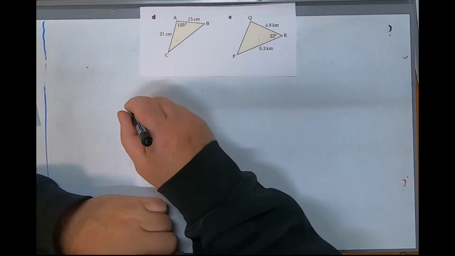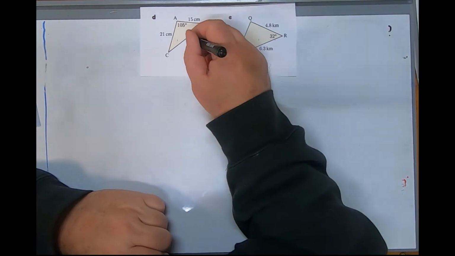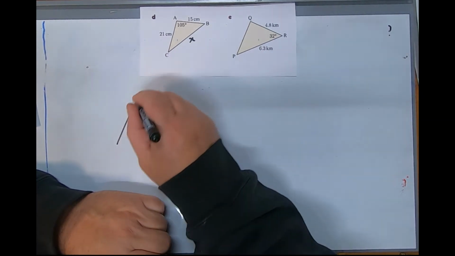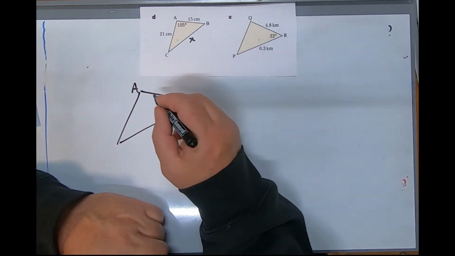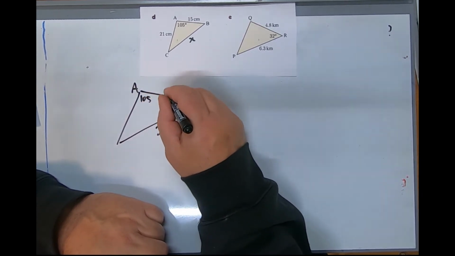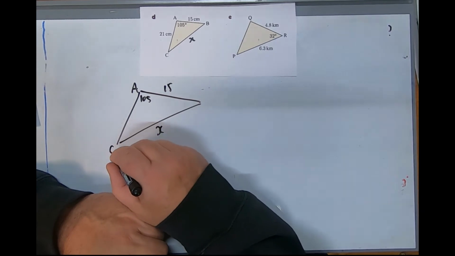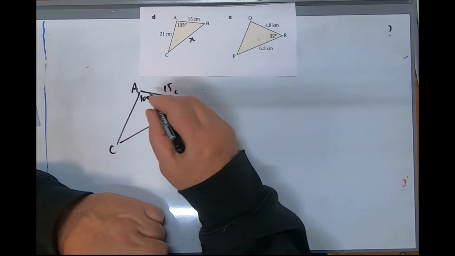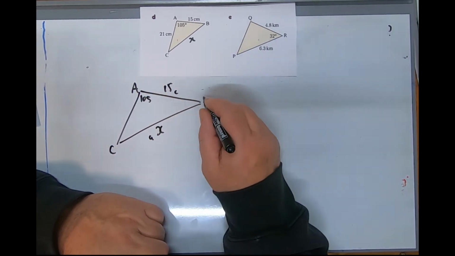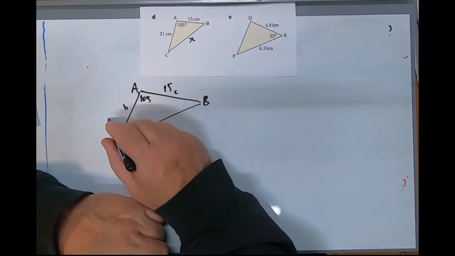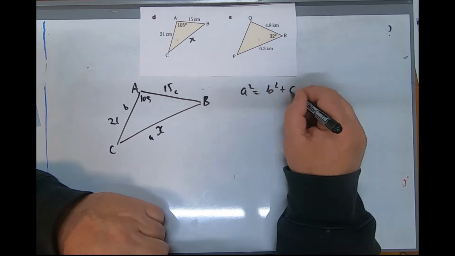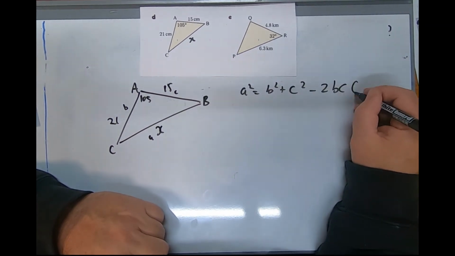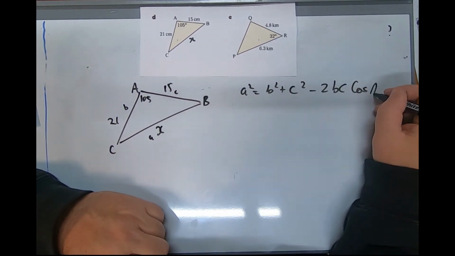Okay. Looking at this, the question said, find the remaining side, x, in here. I've got my triangle, I'm drawing it up. This, again, has already been labelled nicely for me: 105, 15, capital C is opposite little c, capital A is opposite little a, capital B is opposite little b, 21. The rule is a squared equals b squared plus c squared minus 2bc cos A.